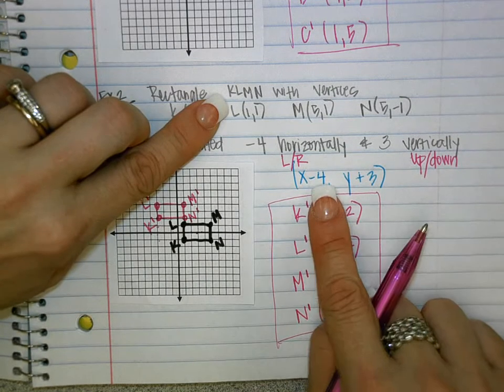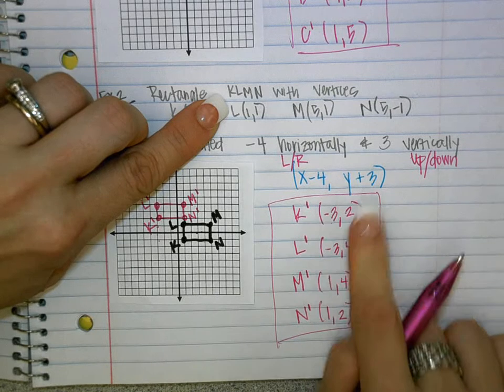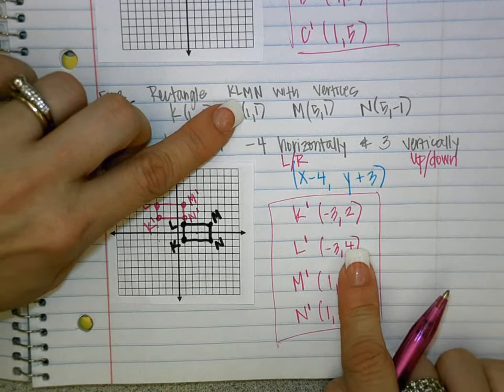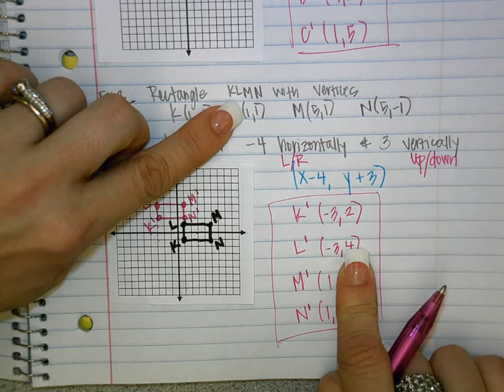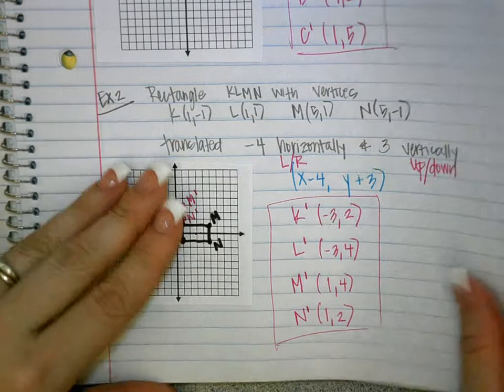X minus 4 gives you -3. Y plus 3 would give you 4. Are you seeing the math part there? We're going to keep doing it. Let's just try another one.